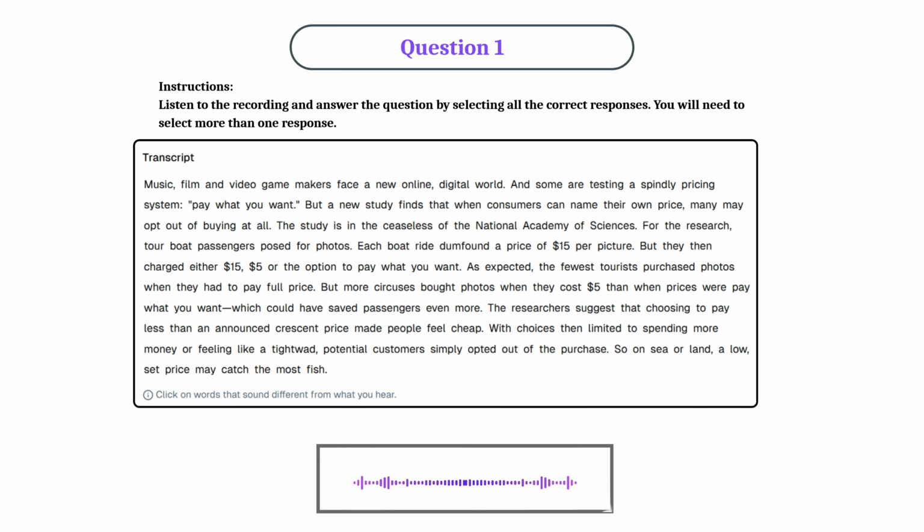Music, film, and video game makers face a new online digital world, and some are testing a revolutionary pricing system: pay what you want. But a new study finds that when consumers can name their own price, many opt out of buying at all. The study is in the Proceedings of the National Academy of Sciences.